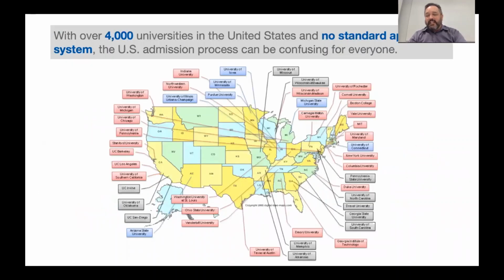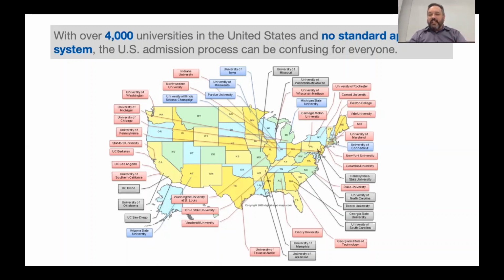This is a map of the United States, 50 U.S. states. There are just a couple examples of different universities, 4,000 different universities in the U.S. And there's no standardized way of doing admissions here in the U.S. It's not like other systems of the world where it may be standardized. In the U.S., 4,000 universities. Each university handles their own admissions, so they may have different programs to offer you, different applications, different deadlines, different intakes when you can start.